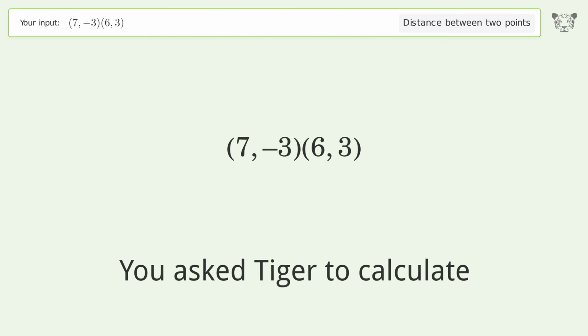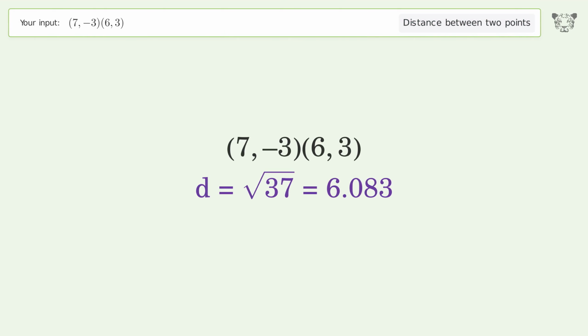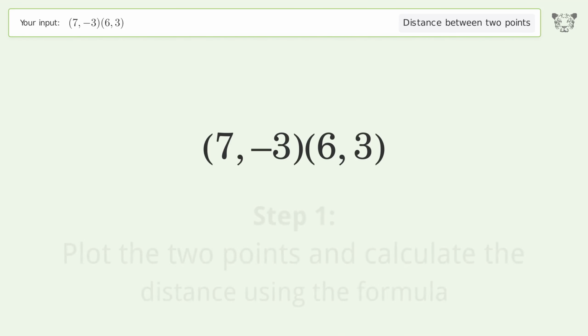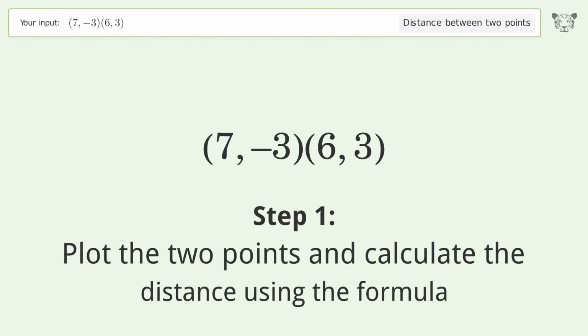You ask Tiger to calculate. This deals with the distance between 2 points. The distance between the 2 points is the square root of 37, or 6.083. Let's solve it step by step. Plot the 2 points and calculate the distance using the formula.